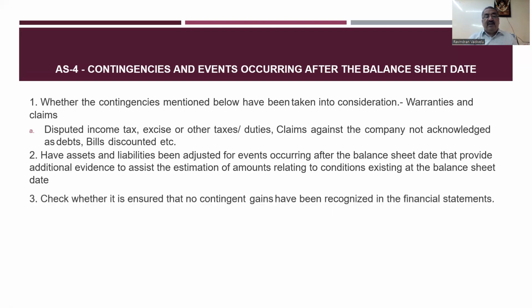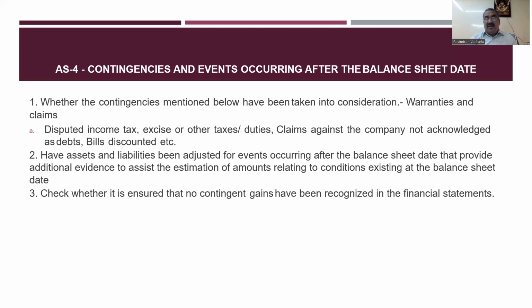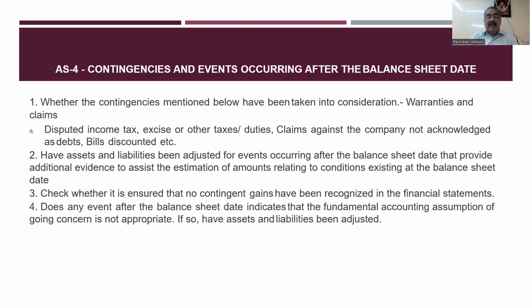So this point also you have to cover in AS 4 contingencies, and check whether it is ensured that no contingent gain has been recognized in the financial statements. Contingent gain should not form part of the financial statement. As a practicing unit, you have to see whether those types of contingent gains have been included. And then, whether any event after the balance sheet date indicates that the fundamental accounting assumption of going concern is not appropriate; if so, whether assets and liabilities are being adjusted.